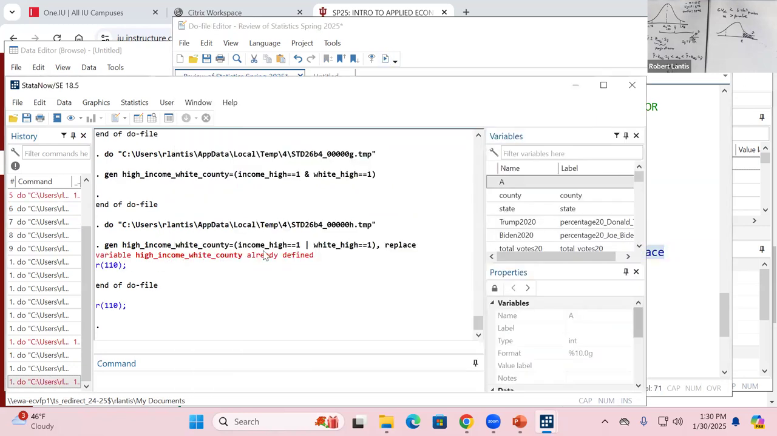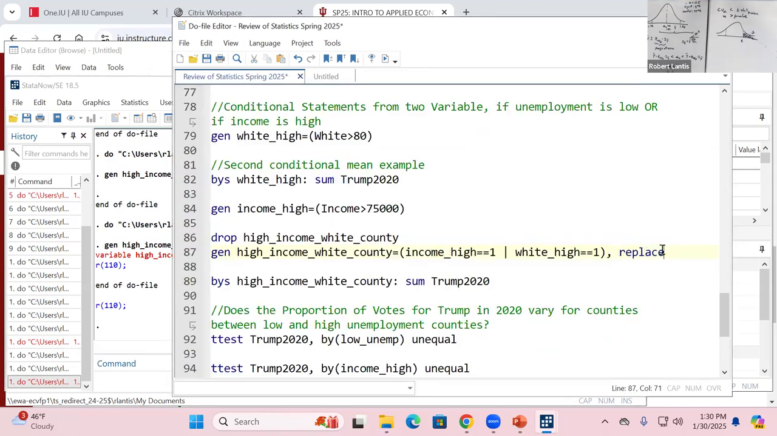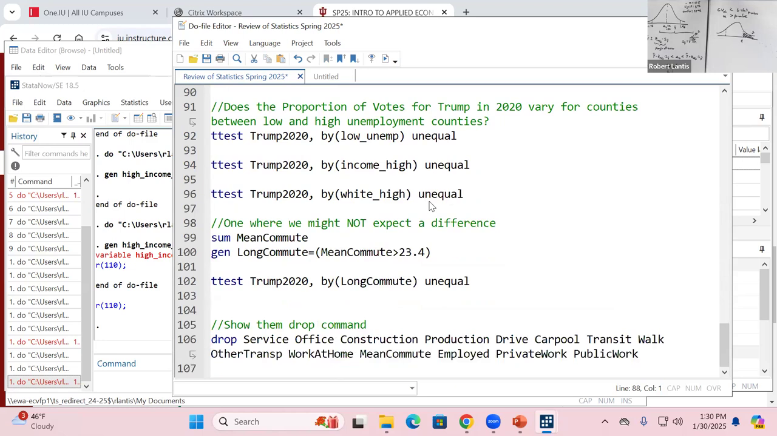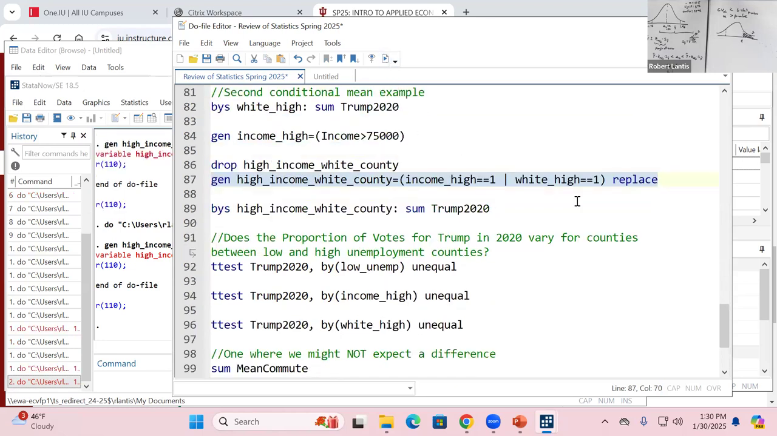Well, let me see. What did I not do here? I should replace that. Why is it not working? Oh, never mind. I'm going to see if I can remember the syntax. I think that actually might only work for my egen command. Sorry, I lied to you. That won't work for this command. I thought we had an egen command, but we only had a gen command.